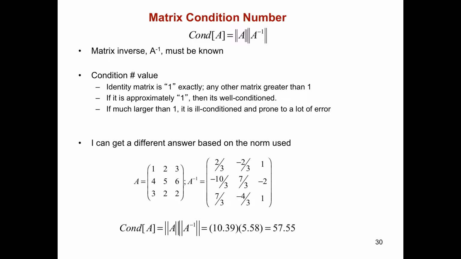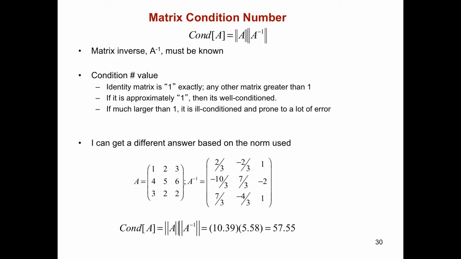So for instance, let's say this matrix A, okay, we're going to compute norm 1. Norm 1 goes by columns. Okay? So I go 1 plus 4 plus 3. Is 8. 2 plus 5 plus 2. 3 plus 6 plus 2. So what is the norm? 11. Okay. So that's my norm 1.